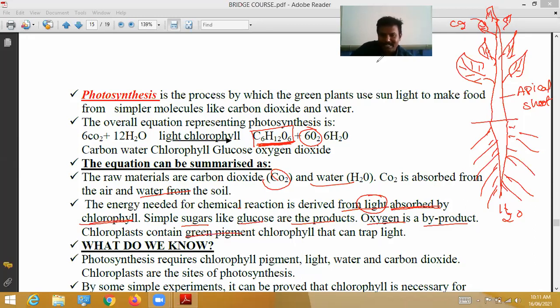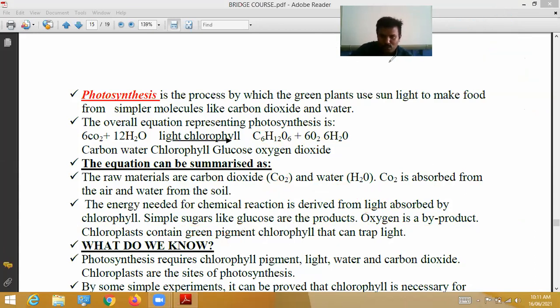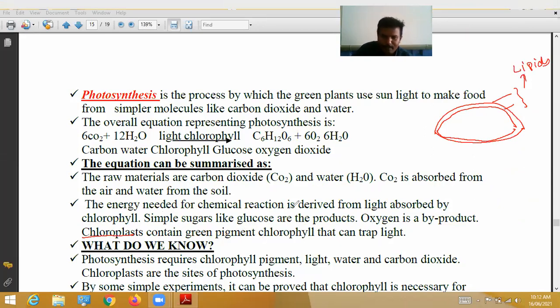Whether you remembered or not, in our lower classes you studied chloroplast. Today in this class, I will give more information about it. In green leaves, a number of chloroplasts are located. The chloroplast has a double membrane, an outer membrane and an inner membrane. These two membranes are made up of lipids.